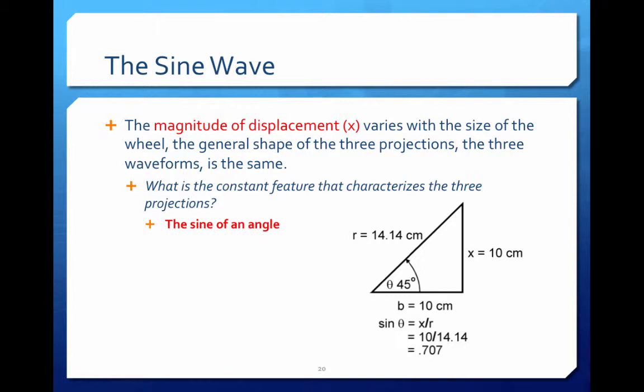The magnitude of the displacement varies with the size of the wheel, but the general shape of the three projections, the three waveforms, is the same. So what's the constant feature that characterizes all three of these projections? The sine of the angle.